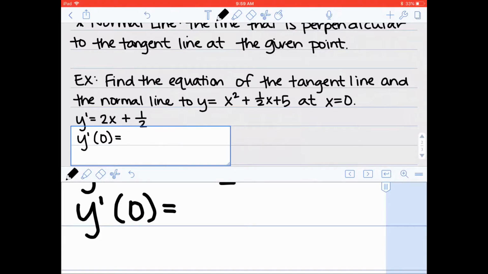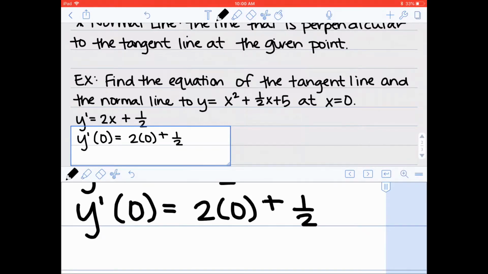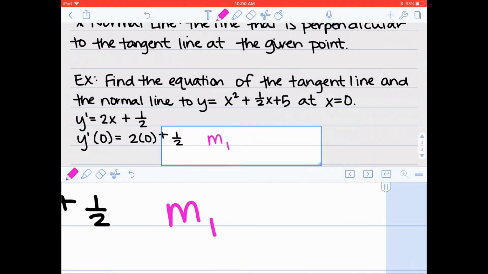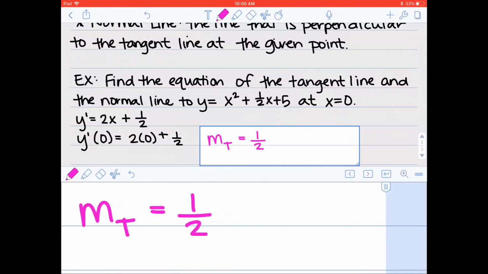And so y prime of 0 is 2 times 0 plus 1/2. And so that means, and I'm going to label this a little differently this time, that this is the slope of the tangent line. The slope of the tangent line is 1/2. Okay. We also need to have the slope of the normal line. And so to get the normal line, we need something that's perpendicular to that slope that I just had. So the slope of the normal line is going to be the negative reciprocal of 1/2. So I'm going to flip it and then change the sign. So -2/1, or we can just call that -2. All right, so there's our two slopes.